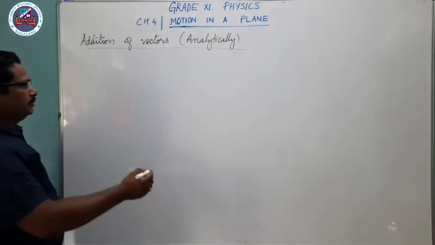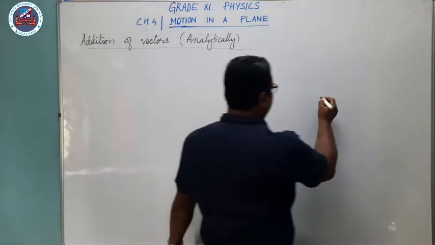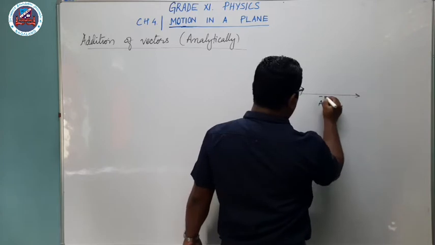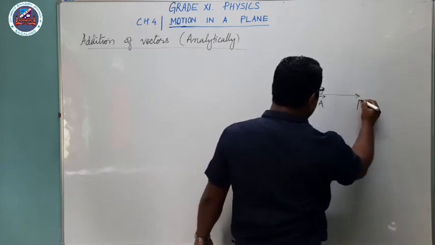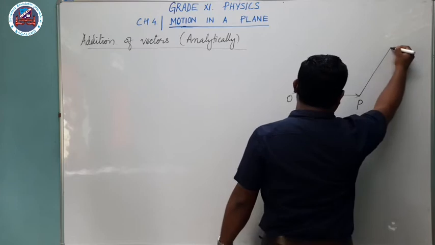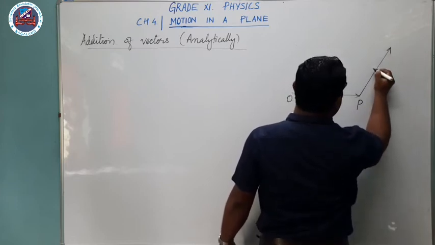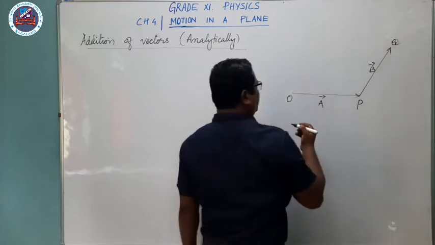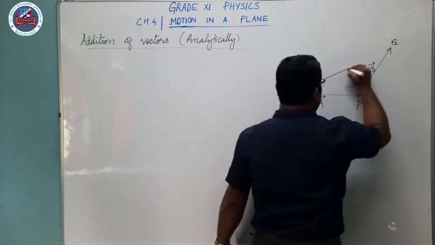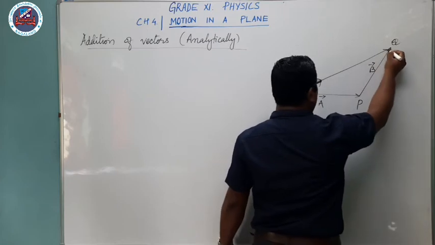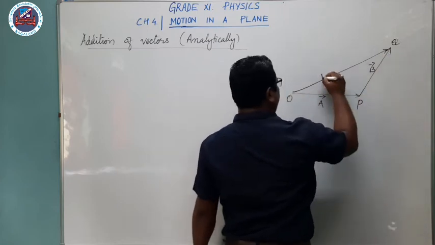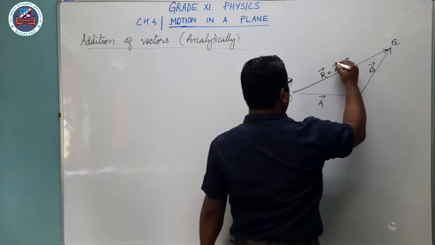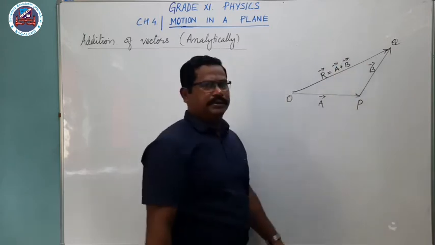Here I am drawing the diagram that you can see here. The triangle of addition, you already know the diagram. Suppose this is vector A, that will be represented by OP, and this is vector B, represented by PQ. Then the closing side, that is OQ, will give you the resultant in the opposite order. I am writing it as R equal to A plus B vector. This is geometrically what you know already.